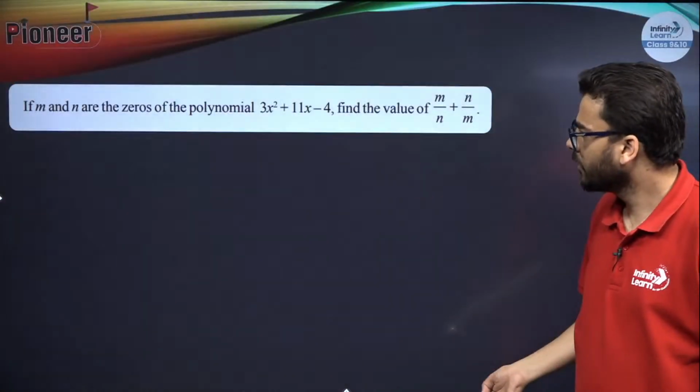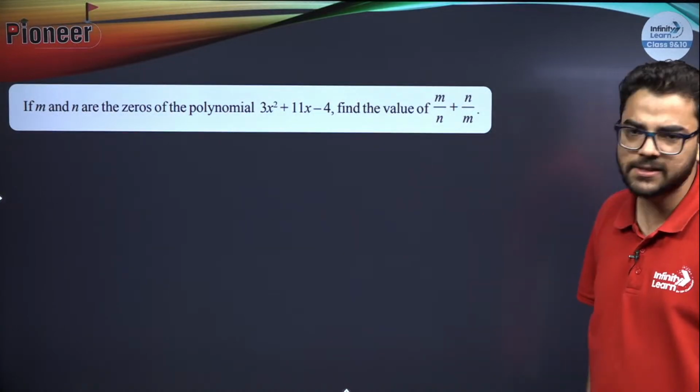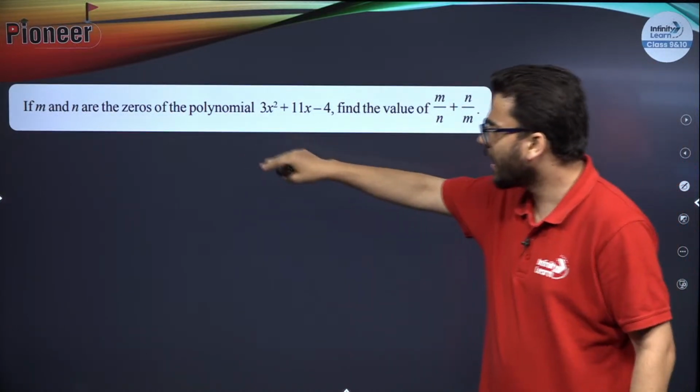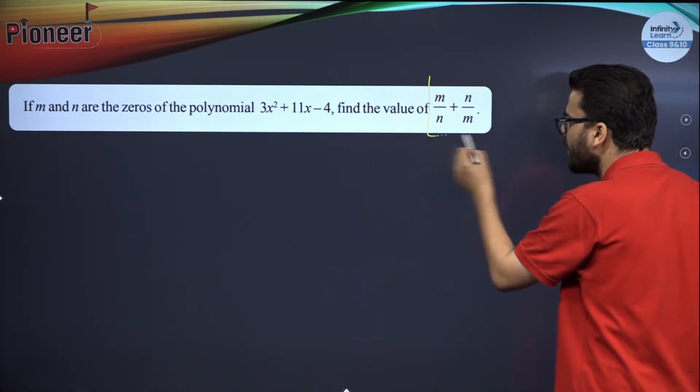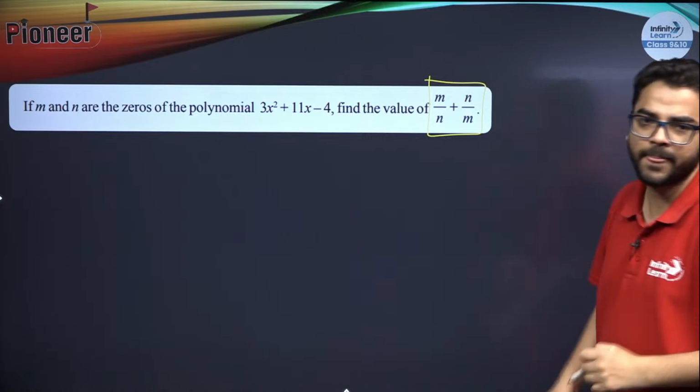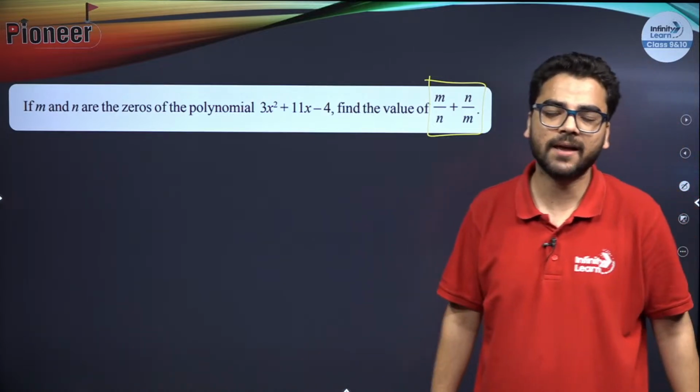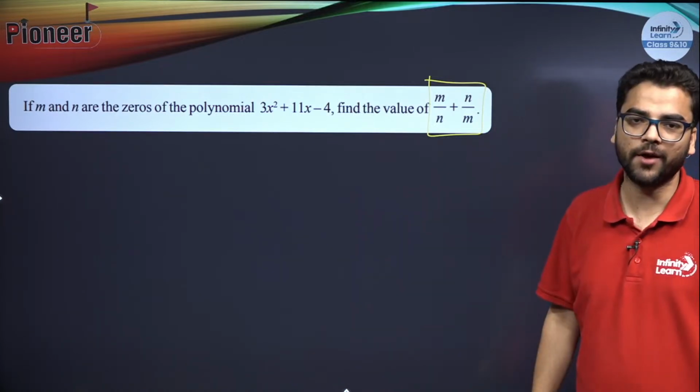Okay, so can you try doing this question? If m and n are the zeros of this polynomial, can you find the value of m by n plus n by m? M by n plus n by m over here.